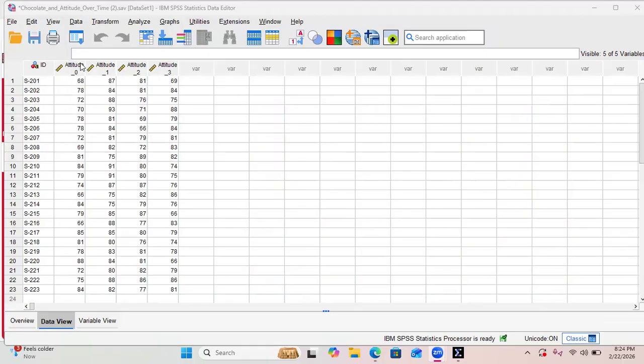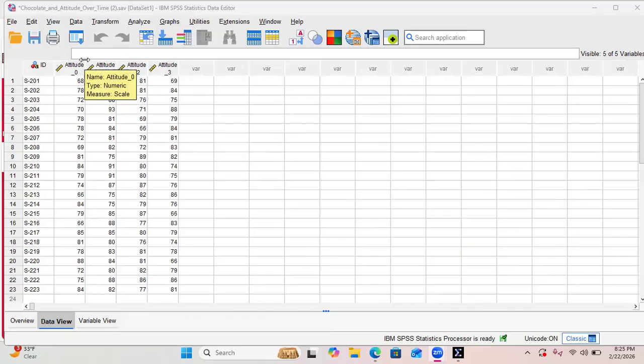Then they are given a piece of chocolate, and 5 minutes later, they take that same survey again. And then they're going to take the same survey again an hour later, and the same survey again 4 hours later. So our null hypothesis would be chocolate does not have any effect on attitude over time. And then the alternative would be that chocolate does have a significant effect on attitude over time.